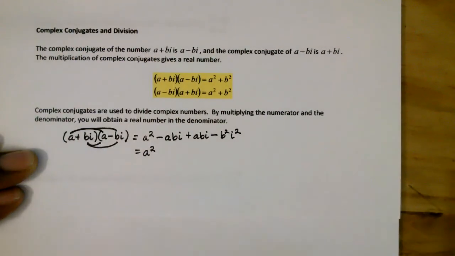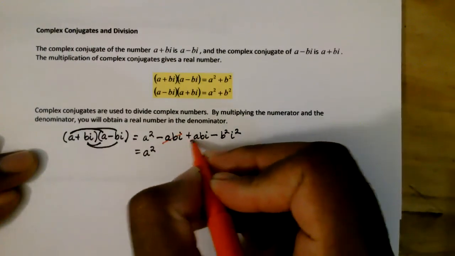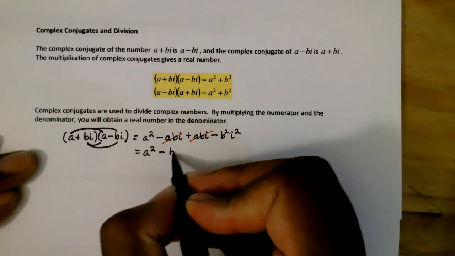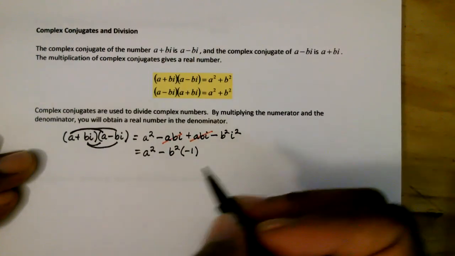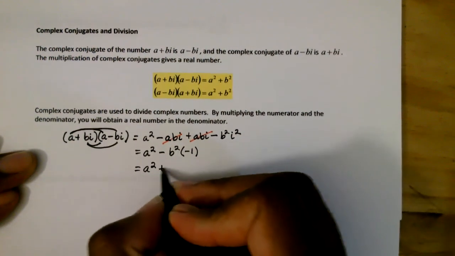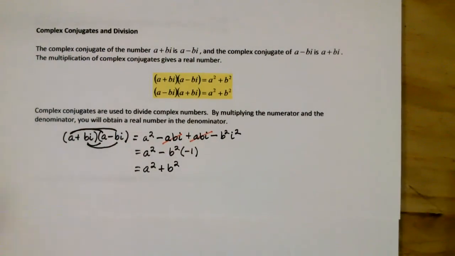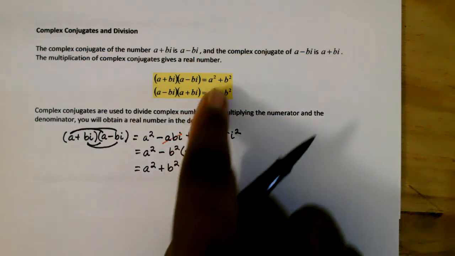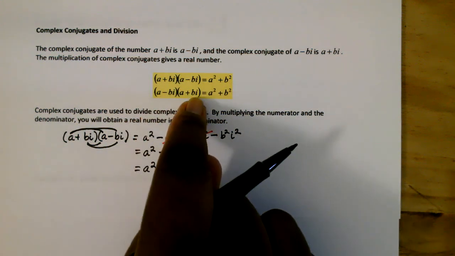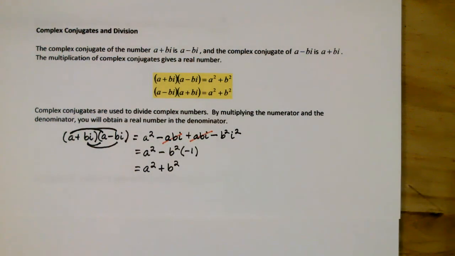So I'm going to bring down the a squared. Notice negative abi and plus abi. If I combine those, they add to 0. And then bring down the minus b squared. Substitute your i squared with negative 1. And negative 1 times the minus b squared would be a plus b squared. So you're going to end up with a squared plus b squared. Okay, so here I'm just using a FOIL method just to show you that you'll get this. And you can do the same thing with a minus bi times a plus bi. You'll still get that using a FOIL method.